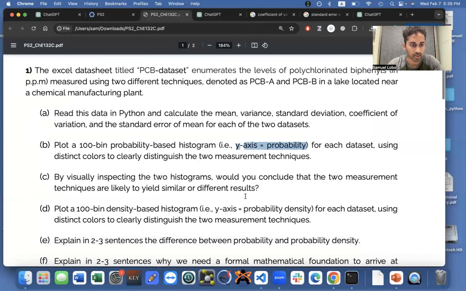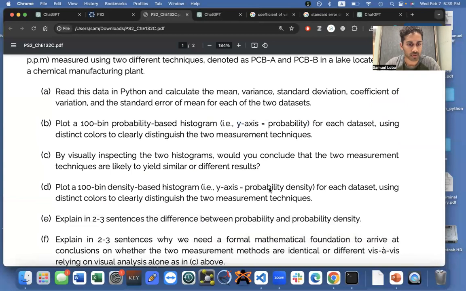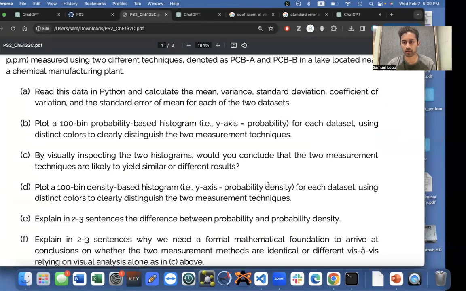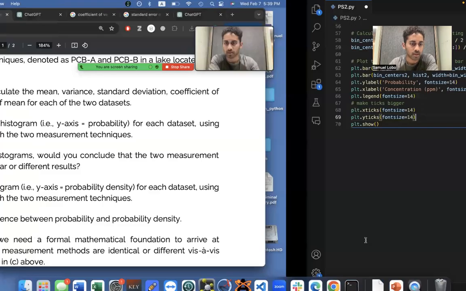Let's look at part C. By visually inspecting the two histograms, would you conclude that the two measurement techniques are likely to yield similar or different results? Yeah, they look pretty different. They have different means, they have different standard deviations. Looks like A is more spread out than B. So yeah, it seems like you'll get slightly different results.